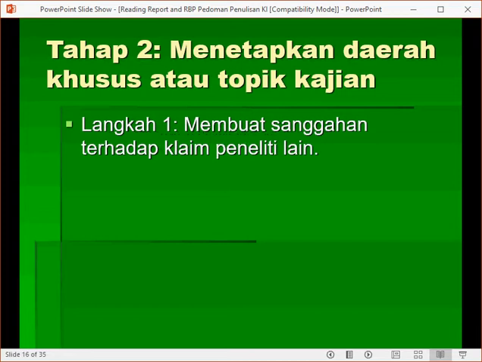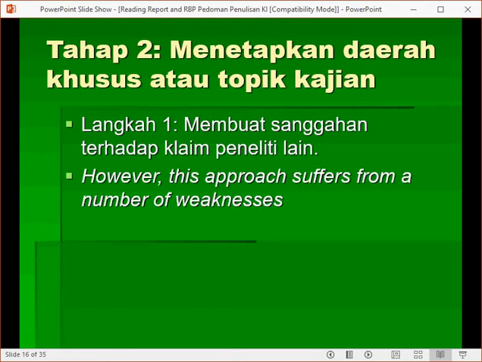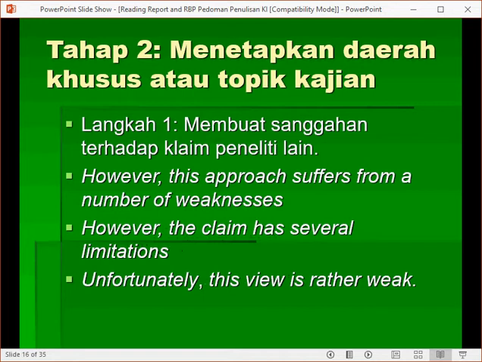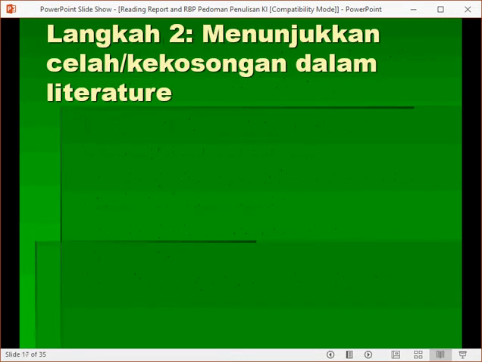The first step is making a contrast to the other research claim. However, for example, this approach suffers from a number of weaknesses, blah blah blah. However, the claim has several limitations. Unfortunately, this view is rather weak, and so on and so forth.